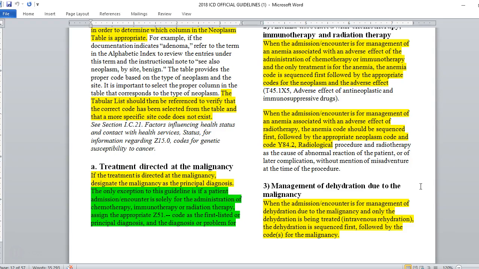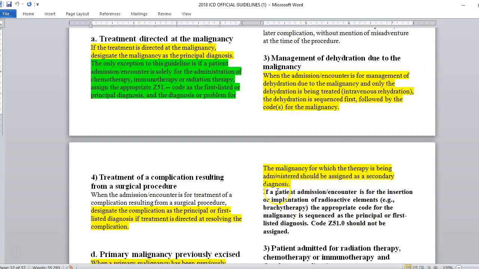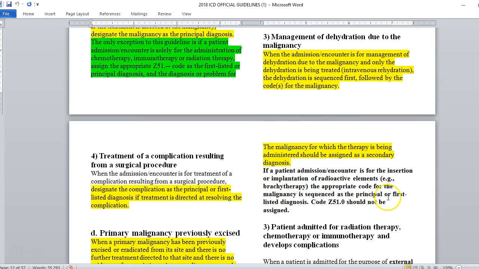So again, we always want to go through how we code these sections. Now, for number 3, when the encounter is for management of dehydration due to the malignancy, and only dehydration is being treated by intravenous rehydration, the dehydration is sequenced first, followed by the codes for the malignancy. Because again, what are we treating? We're treating the dehydration. The dehydration code goes first, and then the malignancy.